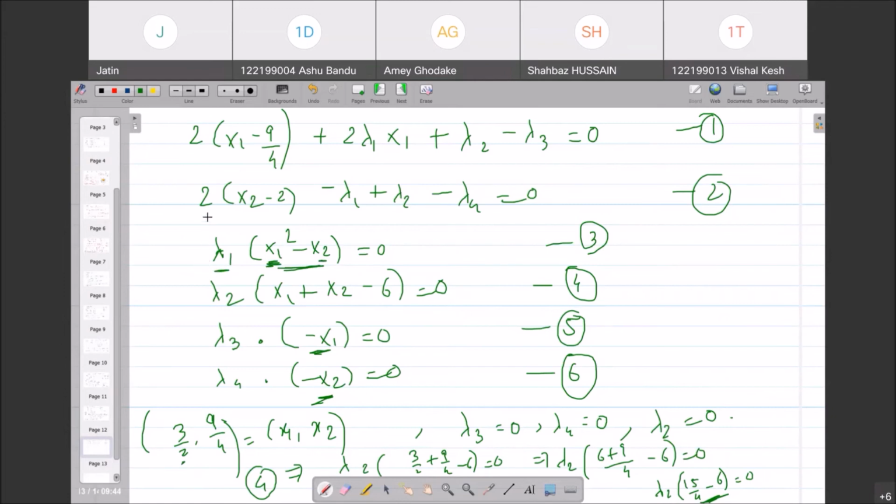So let us take the help of equation 1 or 2. If I put this in equation 2, suppose, then what will I get? My lambda 2 is 0, my lambda 4 is 0, I can get the value of lambda 1. Can someone use equation 2 and tell me what is the value of lambda 1? My lambda 2 is 0, lambda 4 is 0, and x2 is 9 by 4. Use x2 equal to 9 by 4, and can someone tell me what lambda 1 is?